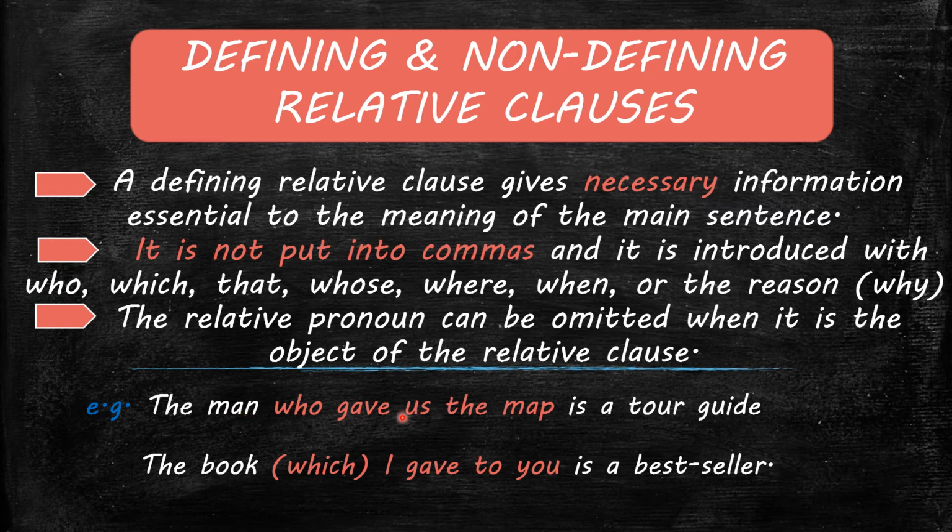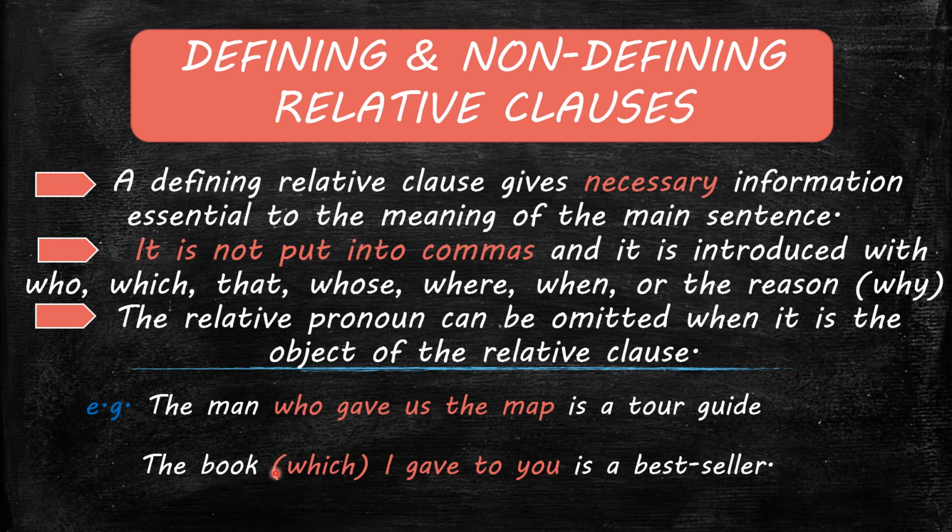Example, the man who gave us the map is a tour guide. Who gave us the map is the relative clause. In this case, it gives necessary information essential to the meaning of the main sentence, because we can't say the man is a tour guide. So, this information is essential to the meaning, and it is not put into commas, and it is introduced with the relative pronoun who. In this case, who is also the subject of the relative clause, that's why I cannot omit it.